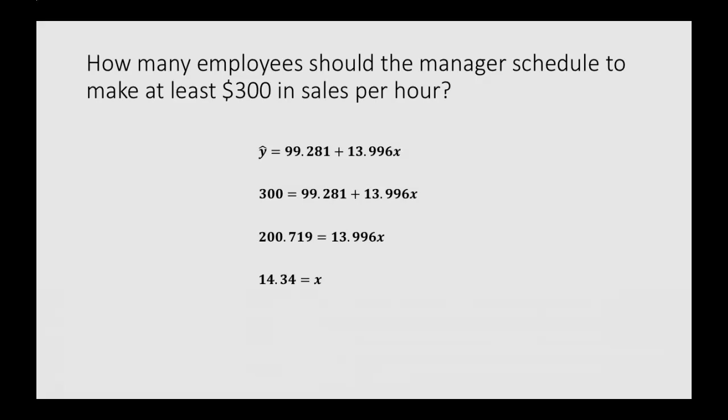Now this is kind of similar to when you guys were trying to figure out the required sample size on the last exam, right? You can't schedule 14.34 employees. And if you were to schedule 14 employees, you wouldn't make enough in sales to hit that $300 mark. So you're going to have to round up and say that we need to schedule 15 employees, because that 15th employee is what pushes us over the $300 in sales per hour.